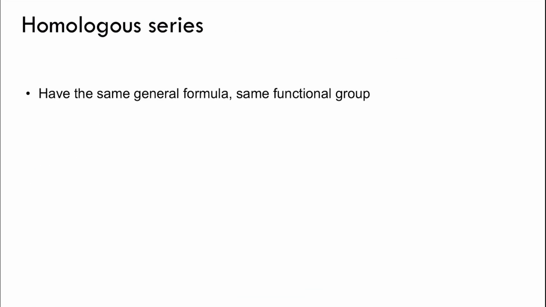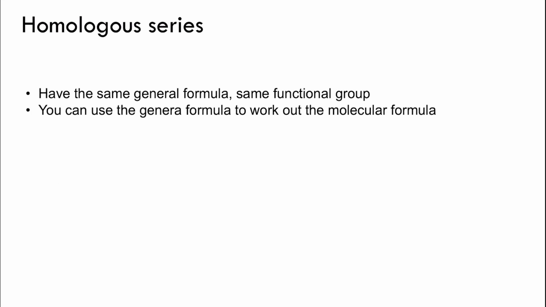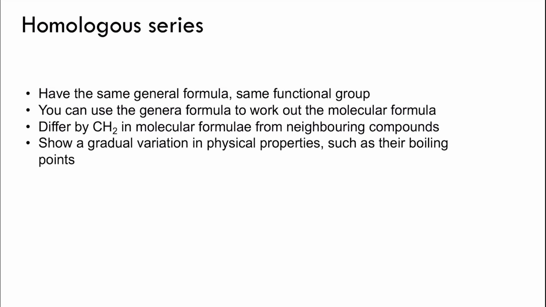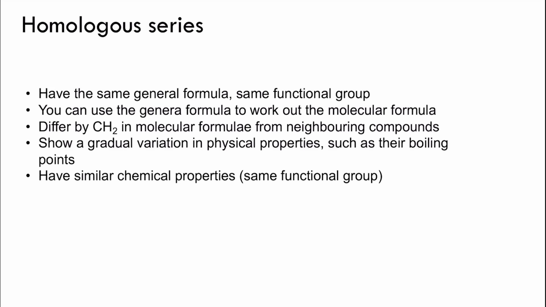Homologous series. A homologous series is a number of compounds which have the same general formula and the same functional group. We can use the general formula to work out the molecular formula of any member of the homologous series. They differ by CH2 in their molecular formula from the neighboring compounds, and they show gradual variation in their physical properties such as melting point and boiling point. However, because they have the same functional group, they share the same chemical properties or same reactions.